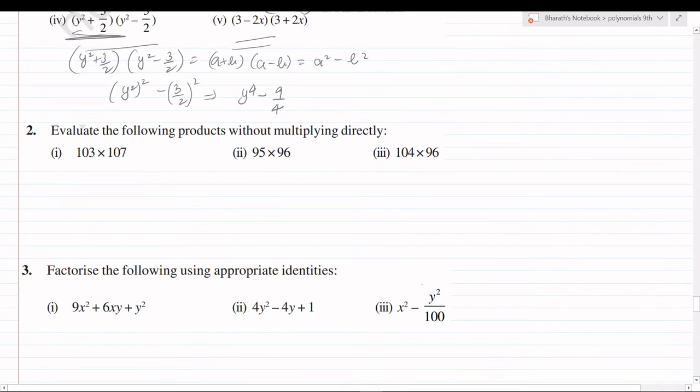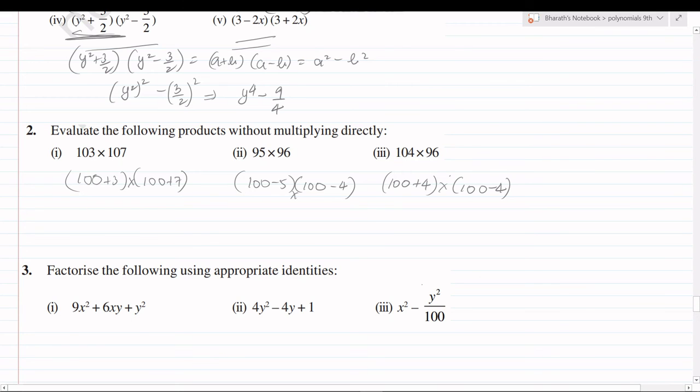Same thing here. I repeat, take the nearest zeros. 3 into 100 plus 7. Here also, but this is minus. You should take 100 minus 5 and 100 minus 4. There is a multiplication sign in between. Here it's a little more, like 100 plus 4 into 100 minus 4.